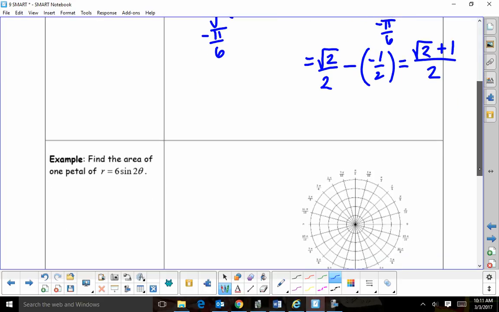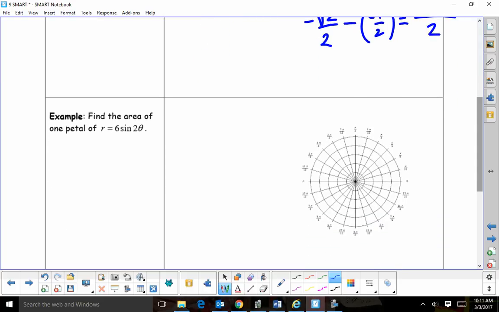Let's go now to this one. What hint did they give you in the wording of the question that this is going to be a petal? They're telling you you have a petal, so I know that I'm going to have some kind of flower. This is sine, so I know I'm symmetrical about the y-axis. And this is even inside, which tells me how many petals do I have? 4.